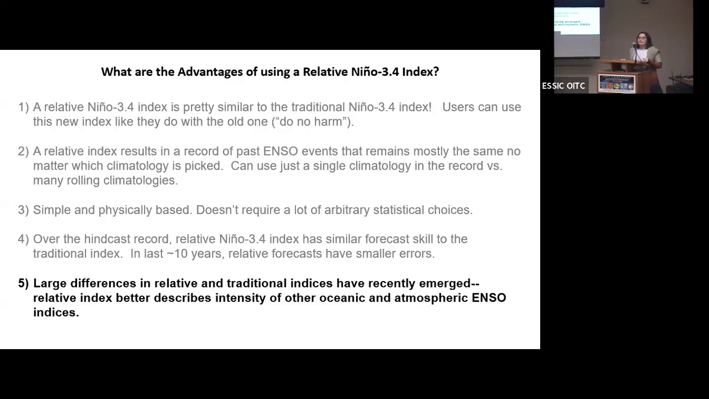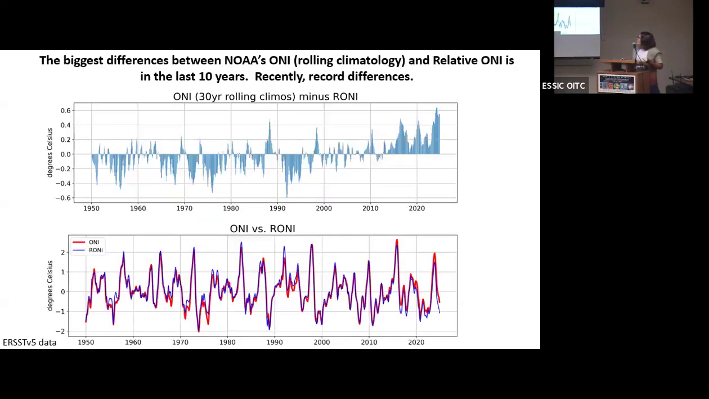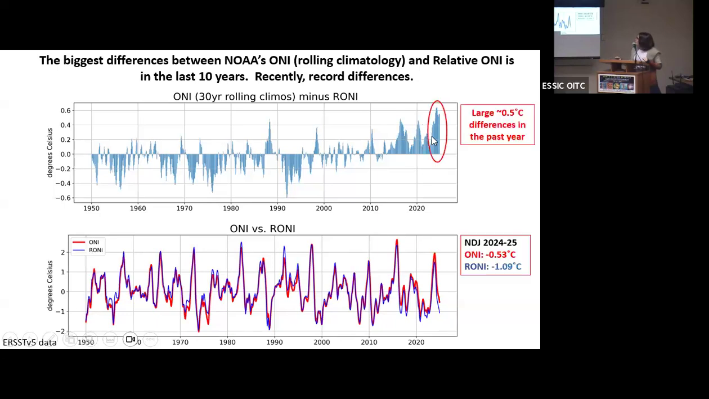So we're seeing these large differences in the real-time record. Here we have the ONI, the way CPC currently calculates it, minus the relative index. The blue line is the RONI, and the red line is the ONI. We have this period right here, which is discernible to us, and this is the difference. In the last 10 years, these differences are sometimes around 0.4 degrees C, and then in the last year, year and a half, we've actually seen 0.5, 0.6 degrees C differences between these two indices.